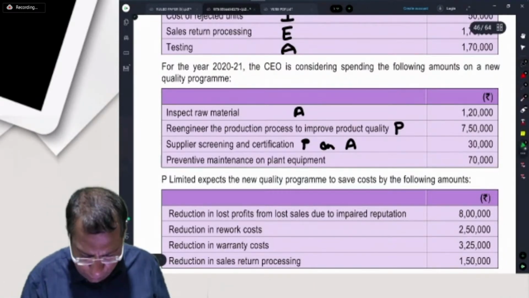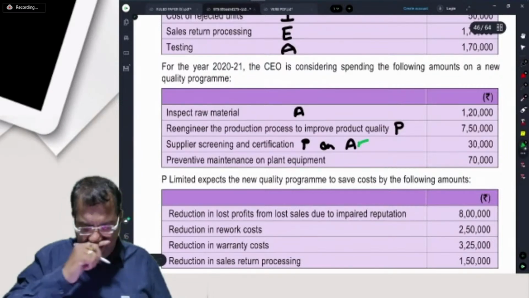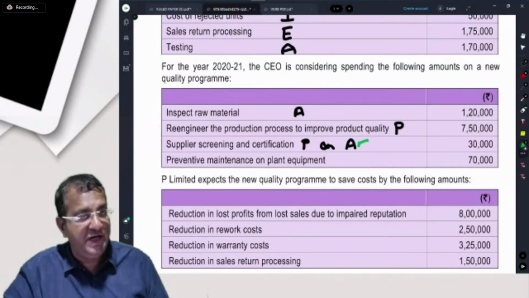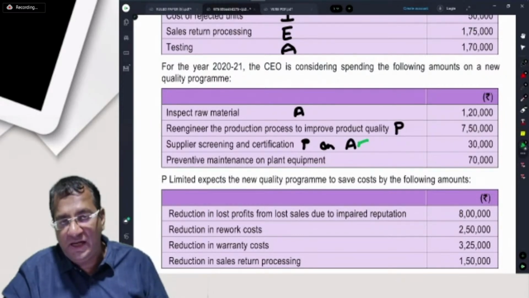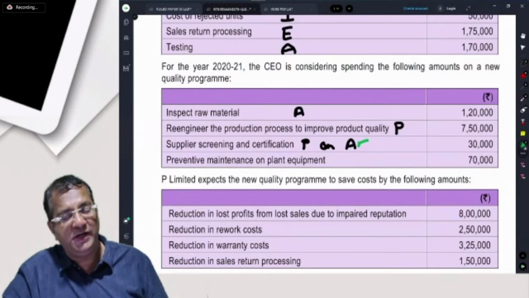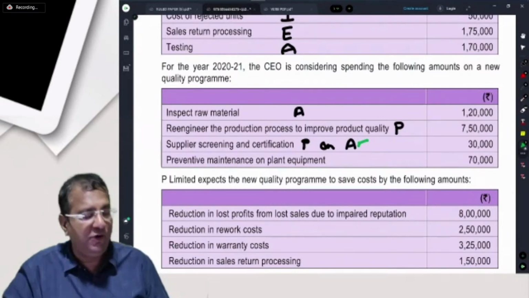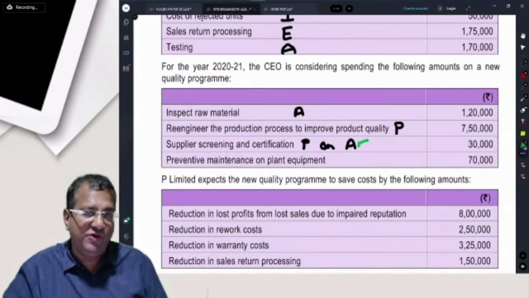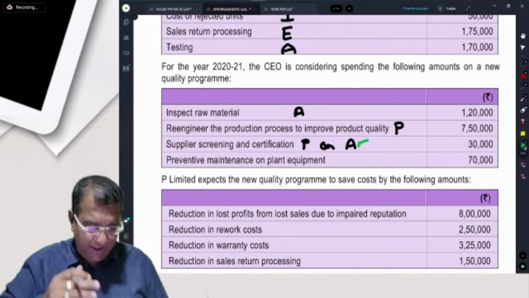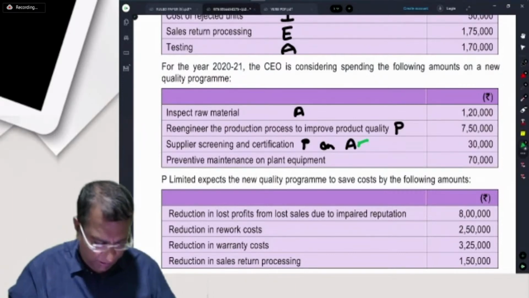Normally, the institute prefers supplier screening and certification under the head of appraisal cost. But it totally depends. If new suppliers are being evaluated so that we can get quality raw material at the very first time, then it will be a prevention cost. If existing suppliers are being evaluated to check how much they conform to our quality standard, then it will be an appraisal cost. Okay, beta.